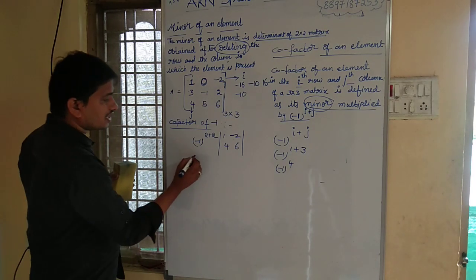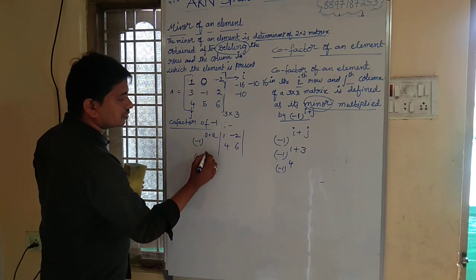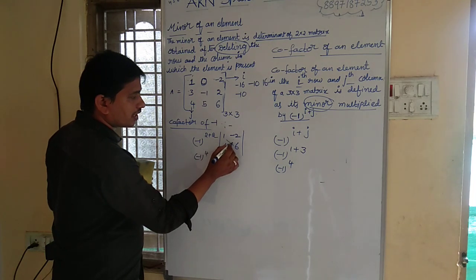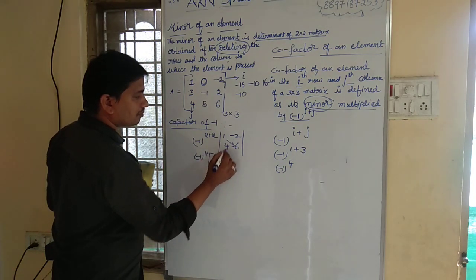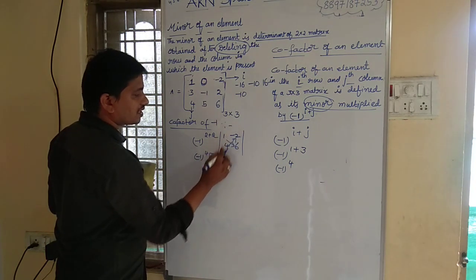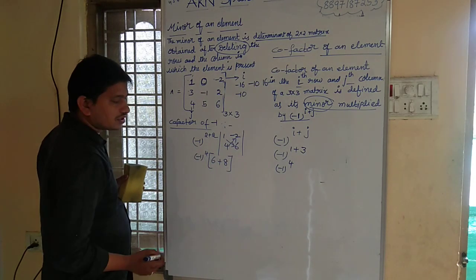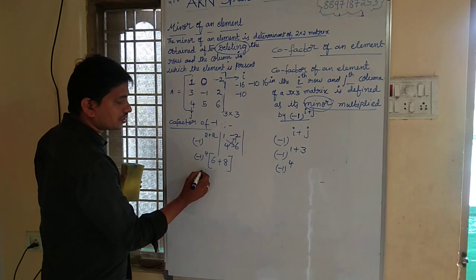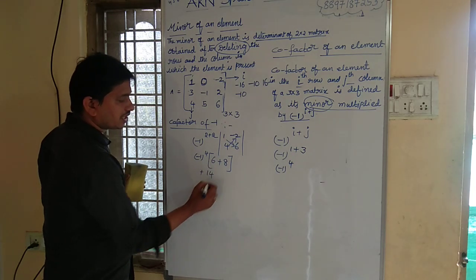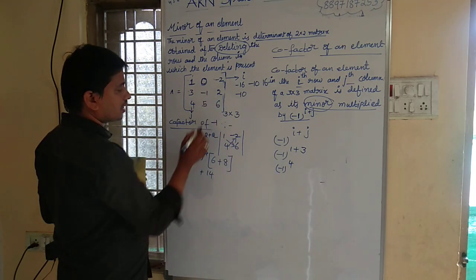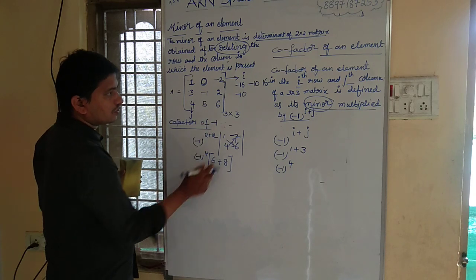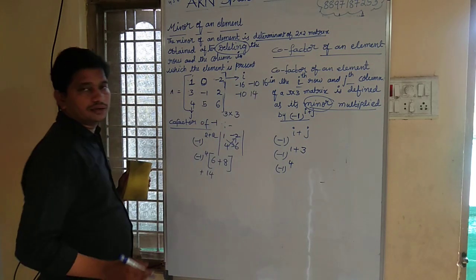So minus 1 to the power 2 plus 2, 4, a1 b2 6 minus a2 b1, minus into minus plus, 4 into 2, 8. If the power is even number, result will be positive. 6 plus 8, that is equal to 14. Children, what is the cofactor of minus 1? Cofactor of minus 1 is 14.